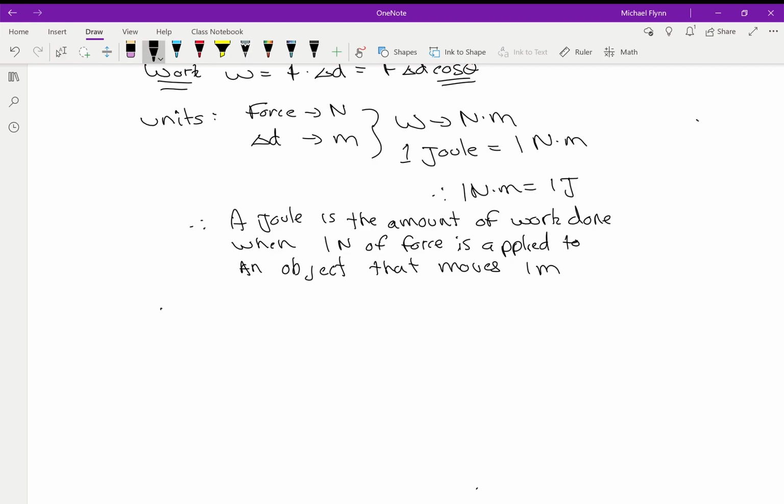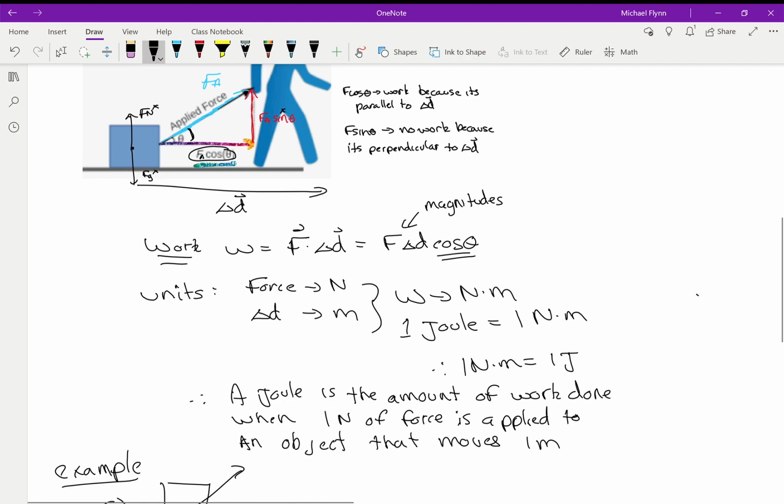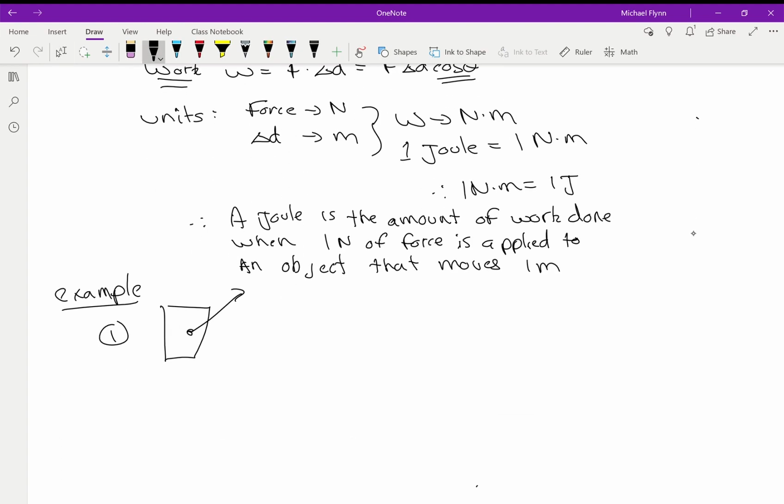Now let's do our example. Number one. Let's say you have this mass. Let's make it like our picture. Let's say the applied force here is 15 newtons, and the displacement is this way, 5 meters. Let's say our angle theta between the force and the displacement is 30 degrees. The question is, how much work is done?